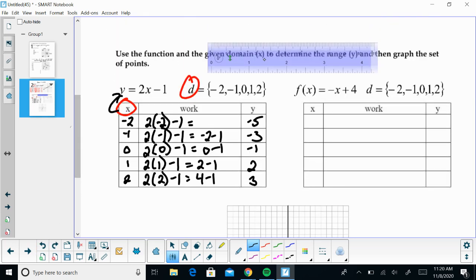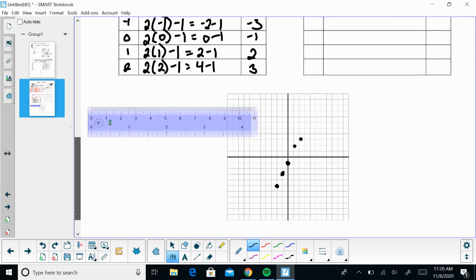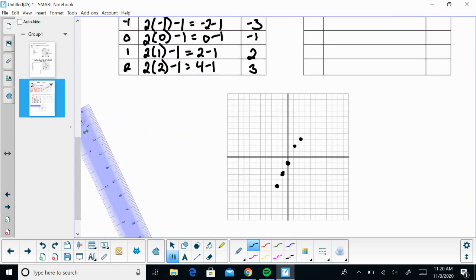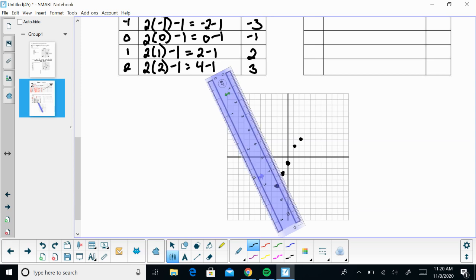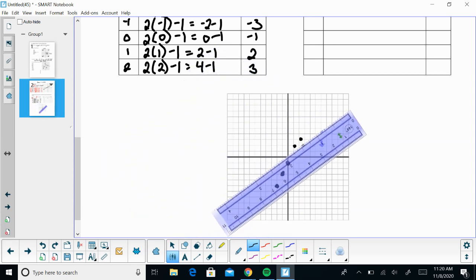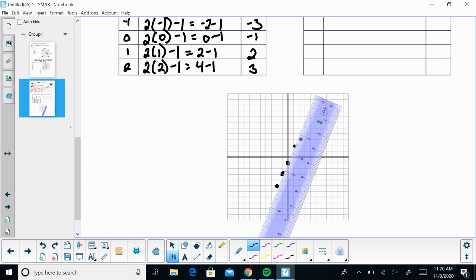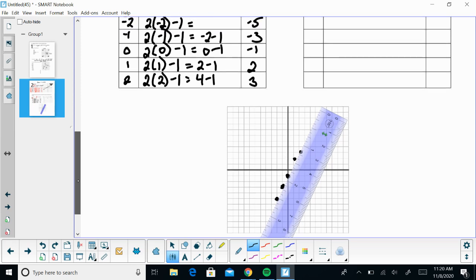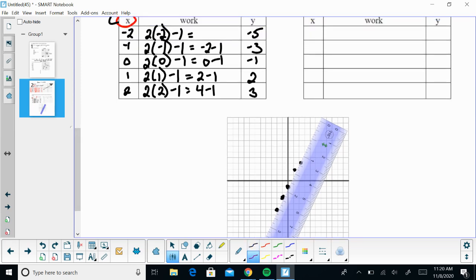You see that? If I bring my ruler down here and I line it up, I don't have a perfect line. So I know something's wrong with this point. So let's go back and check that one out. That point corresponds with this guy. So I have 2 times 1, which would be 2.